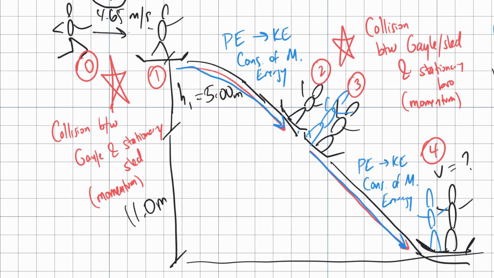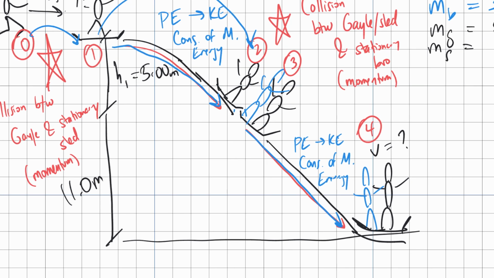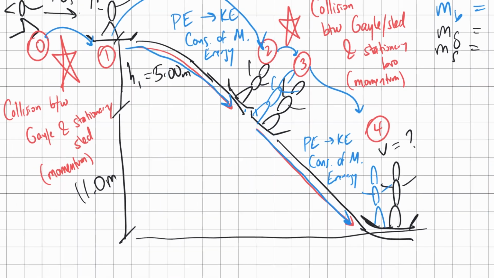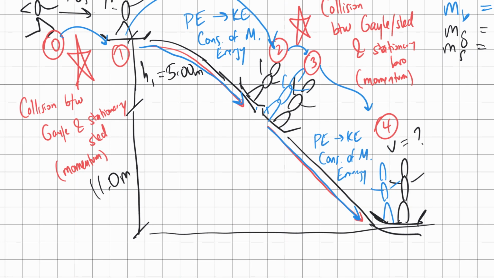So basically from 0 to 1, we're going to do a momentum equation. From 1 to 2, we'll do conservation of mechanical energy. From 2 to 3, we'll do a collision between Gayle and the sled, so we'll do another momentum equation. And then from 3 to 4, we will do a conservation of mechanical energy. So that is the process here. And I'll try to come back up to this diagram as we work in order to label the answers that we get.